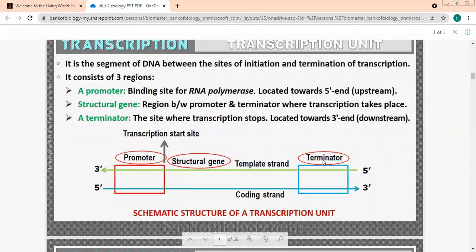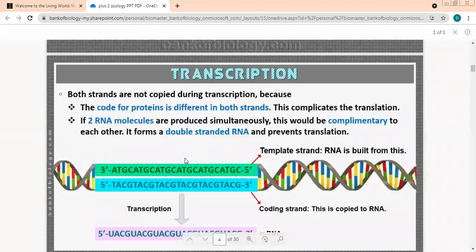Then we have the terminator, the site where transcription is going to stop. If you go towards downstream, this is the 3' end downstream. So this is the promoter area, this is the structural gene area, and this is the terminator. This was your template strand, and this is your coding strand. Please do not forget that RNA is built from which strand? Template strand.